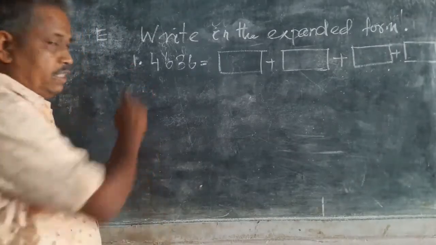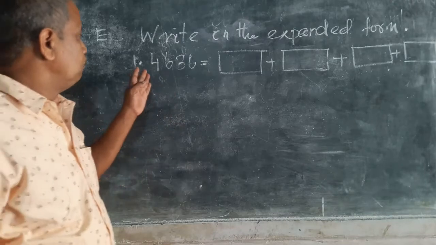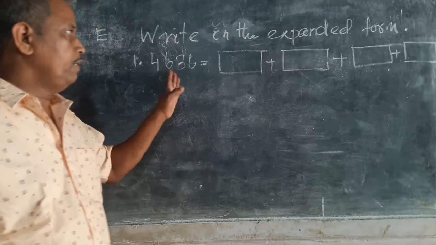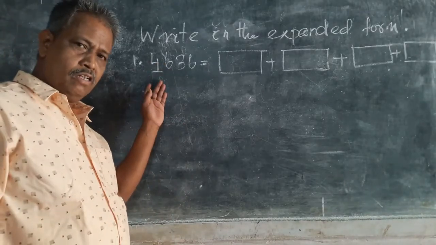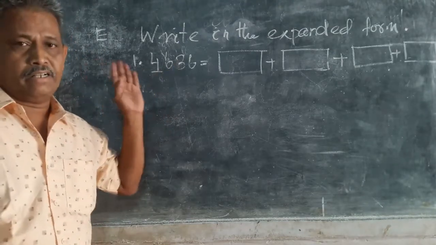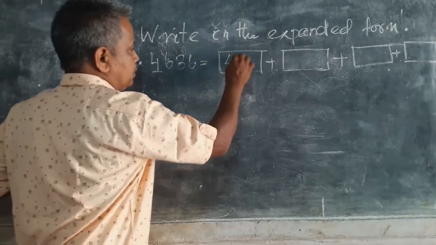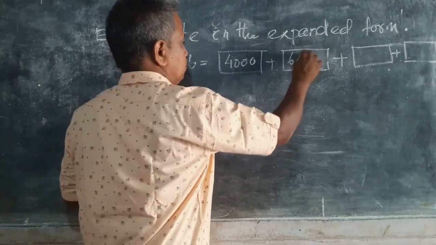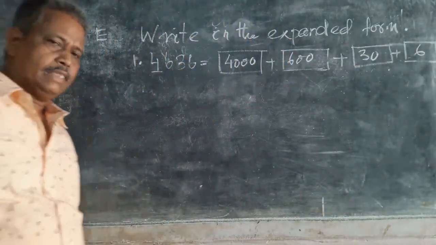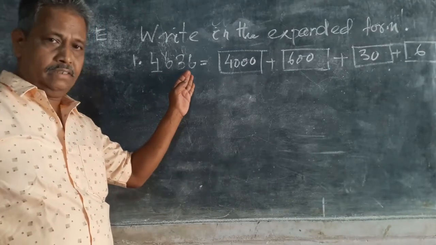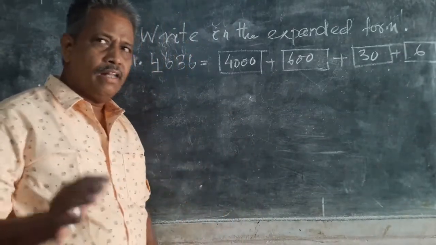The question is, write in the expanded form. The numeral is 4636. In the thousands place 4, that means 4000. In the hundreds place 6 means 600. In the tens place 3, that is 30. And in the ones place 6. So in expanded form, the number 4636 is 4000 plus 600 plus 30 plus 6. Okay, next you do all the rest of the problems.